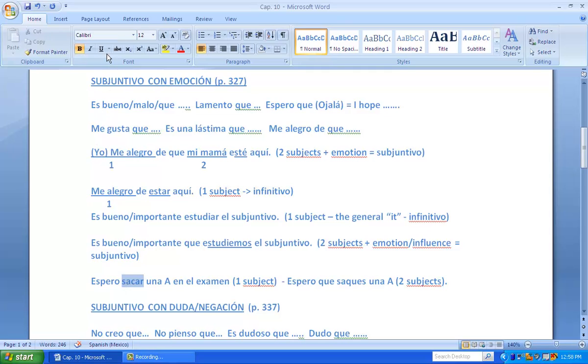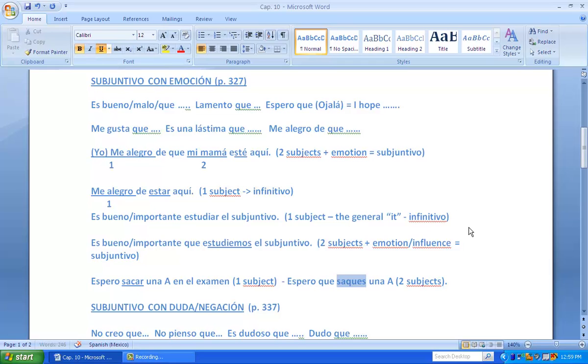Espero sacar una A. Espero sacar una A en el examen. I hope to get an A on the test. Whereas, if we have two subjects, I hope you get an A, I hope he gets an A, I hope she gets an A, and the two subjects are I hope, you get, then you need the subjunctive. Espero que saques una A. I hope you get an A.